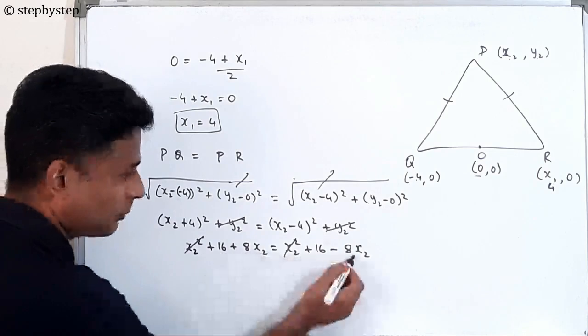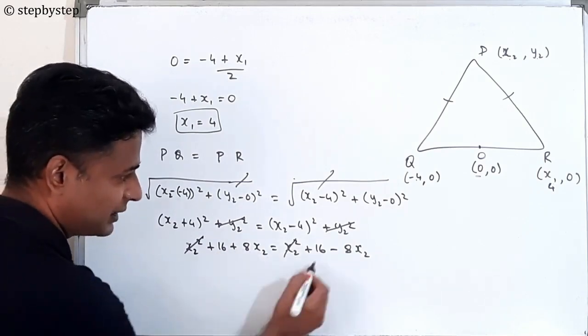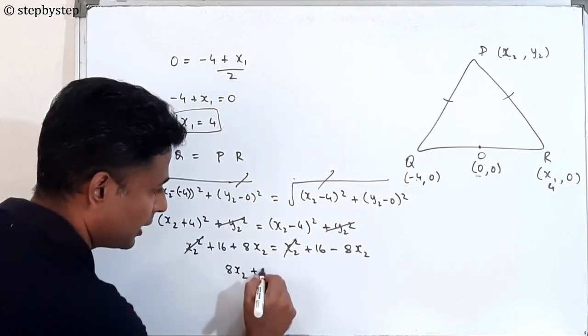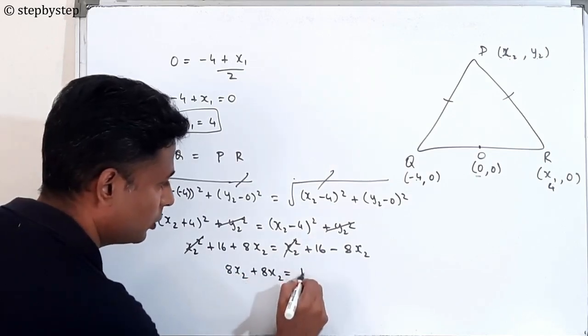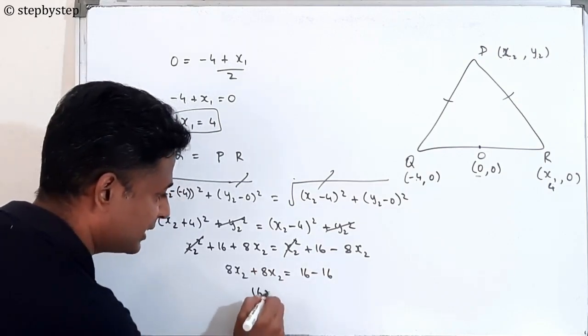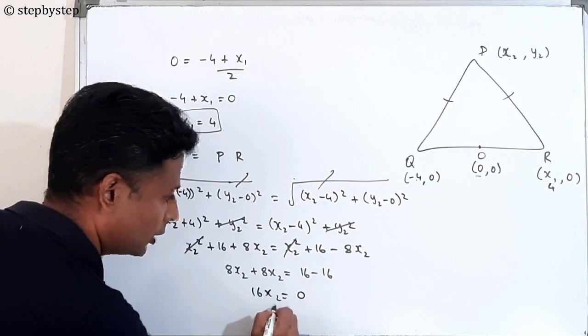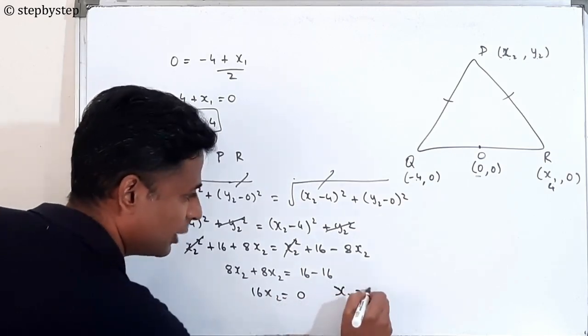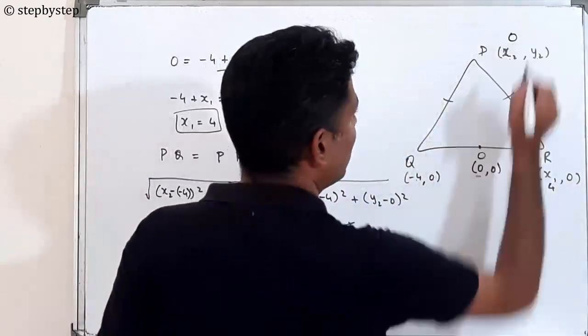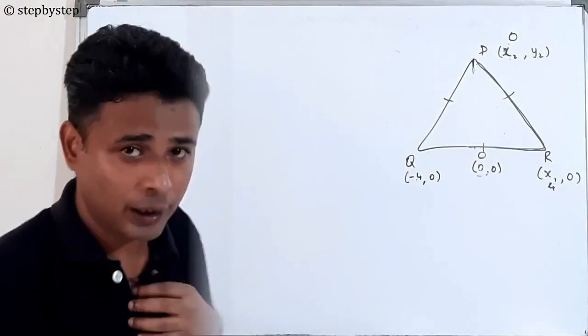Now I'll transpose minus 8x2 to this side and plus 16 to that side. So what do I get? 8x2 minus 8x2 becomes plus 8x2, equal to 16, minus plus 16 becomes minus 16. So I get 16x2 equal to 0. So x2 equals 0 by 16, that is 0. So now we found the coordinate for x2.